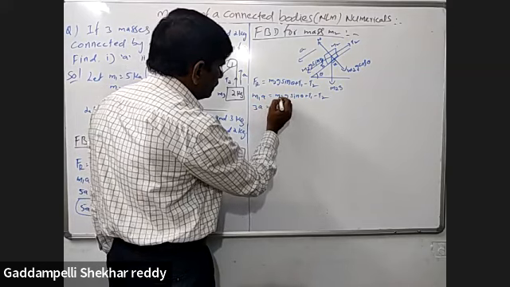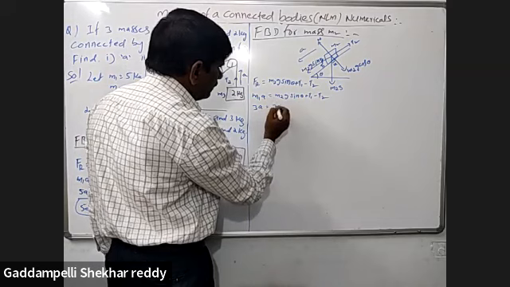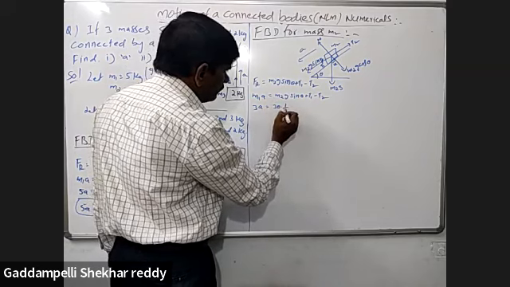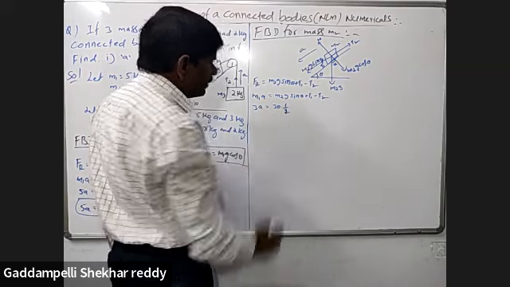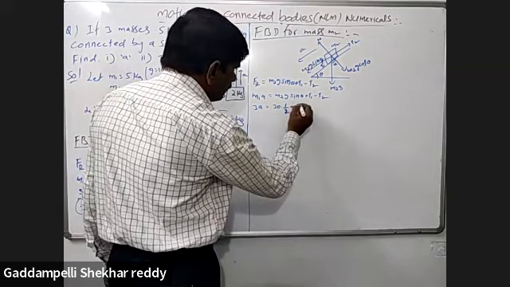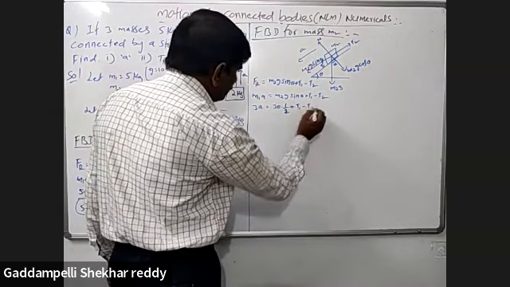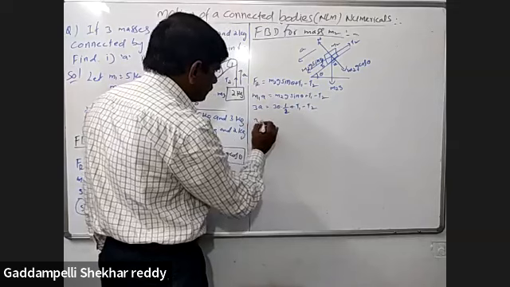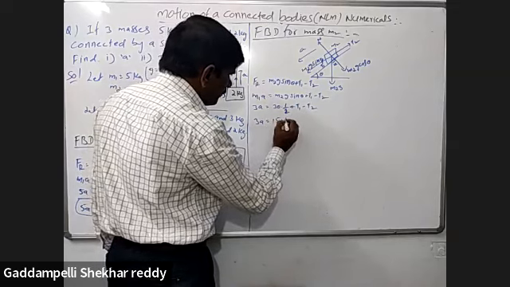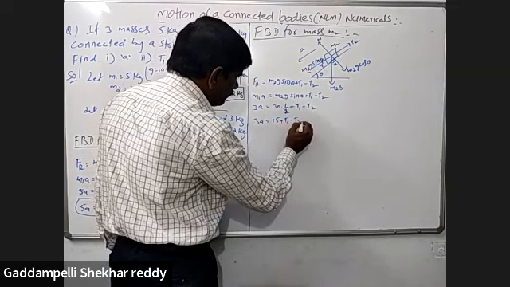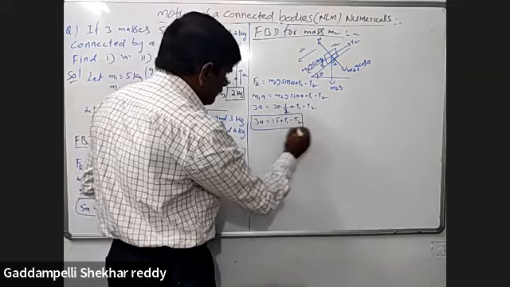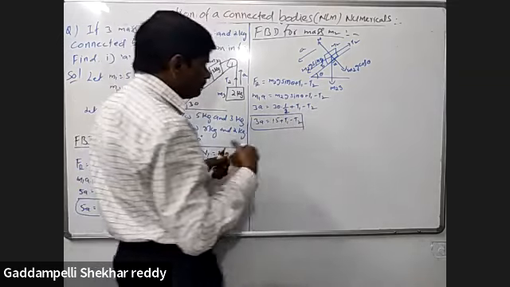So like this, 3 into G value 10, 30, sin 30 value, 30 times sin 30 degrees. Sin 30 value is 1 by 2, plus T1 minus T2. So 3A is equal to 30 by 2, 15, plus T1 minus T2. Write this as equation 2.